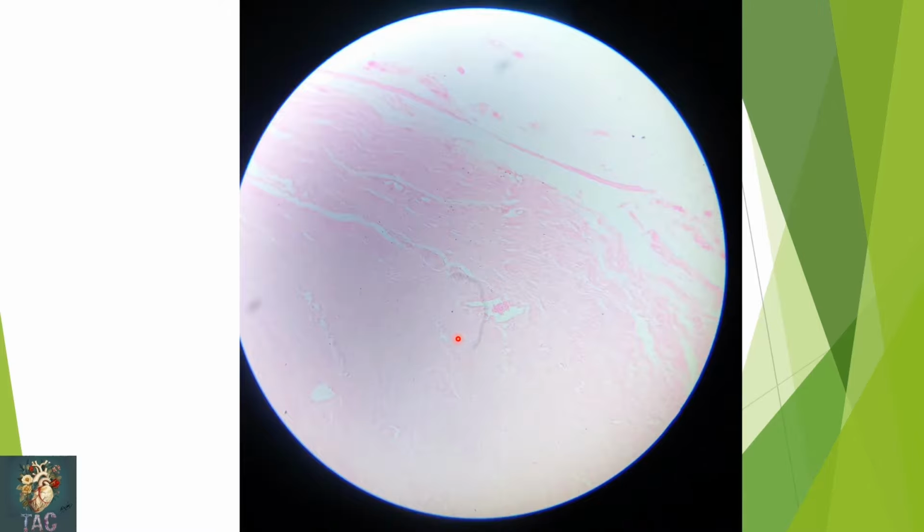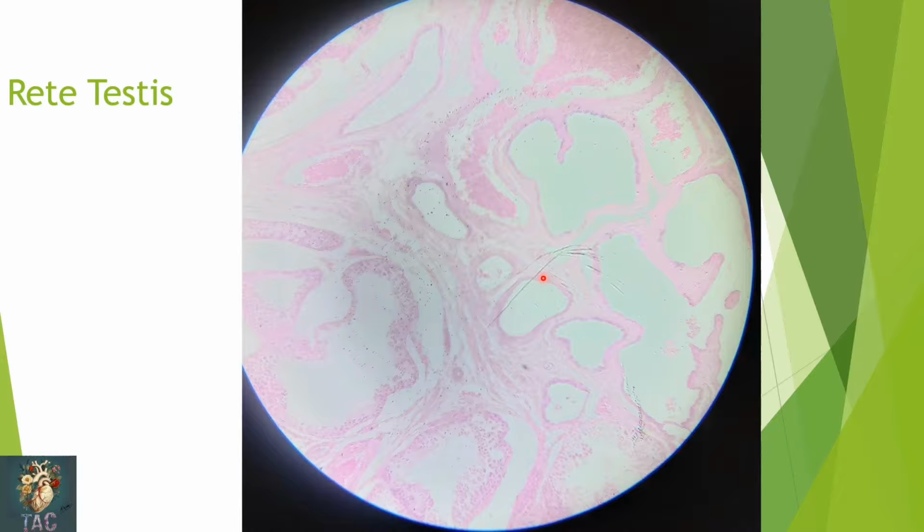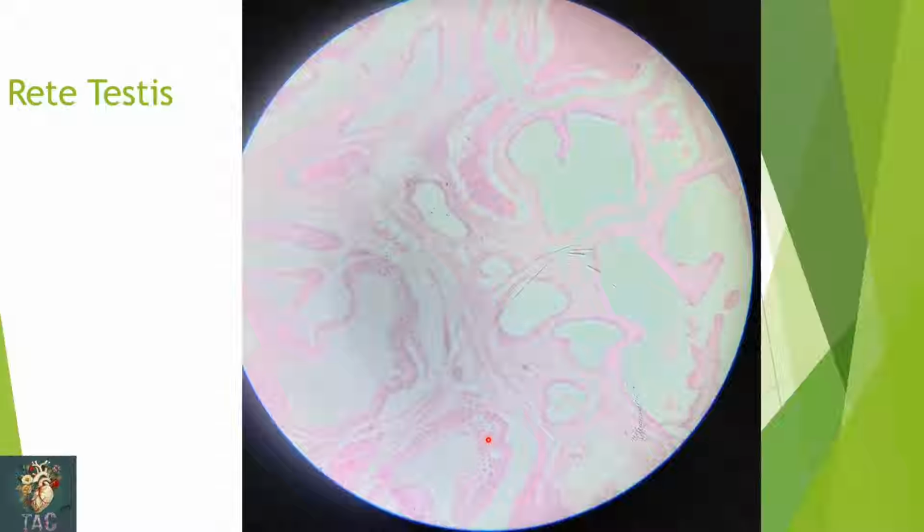Another slide of the rete testes, and here you can see the anastomosing channels of the rete testes, although it is not very clear. Another slide for the rete testes, again at higher magnification. You can see the anastomosing channels of the rete testes, and in addition to this you can also see sections of the seminiferous tubules which are present.